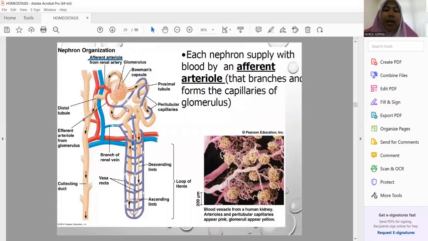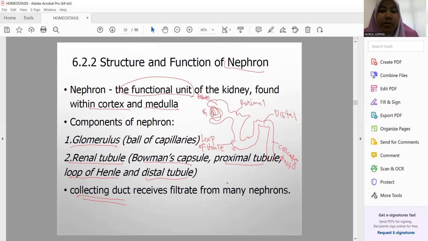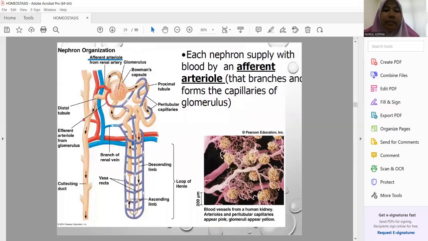Oh yeah, this is the Bowman's capsule. You can see here, each nephron is supplied with blood by afferent arteriole that branches and forms capillaries of glomerulus. Let's look at the structure. Remember, the renal artery will branch off into smaller branches that we call arteriole. For the kidney, we call it afferent arteriole. The afferent arteriole is a sub-branch of the renal artery, which brings the blood into the glomerulus to be filtered. The afferent arteriole then branches off into a ball of capillaries that we call glomerulus.